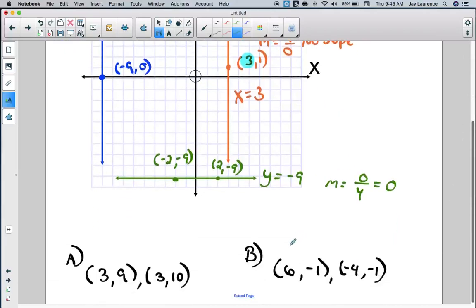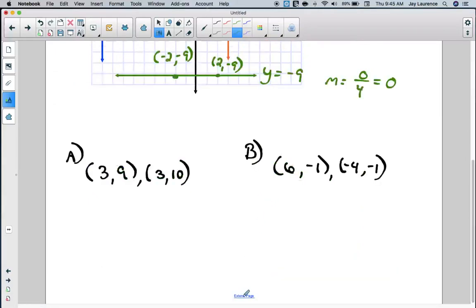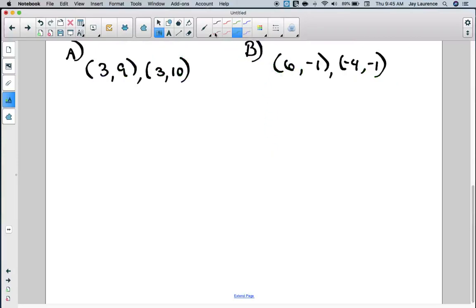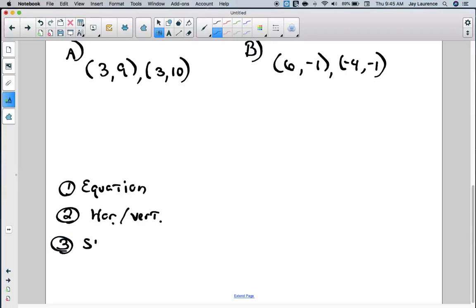Okay. So I've got 2 more problems here. I've given you 2 sets of points. You need to do 3 things. The first thing is give me the equation of the line that runs through those 2 points. Second, tell me if the line is horizontal or vertical. And 3, I want to know the slope of the line. Go ahead and pause the video and then give them a shot.